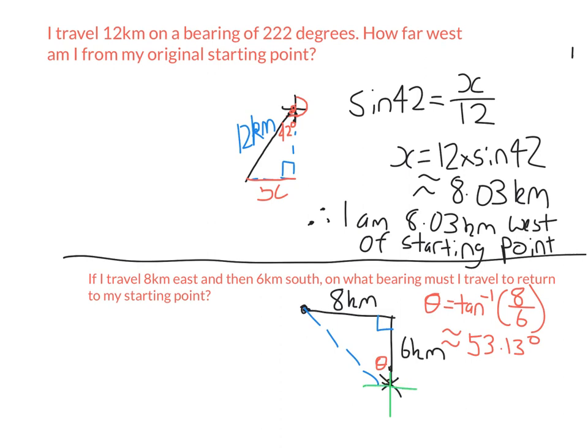So the bearing is not 53, it's 360 degrees there minus 53.13, because we need to travel in a northwest direction to get back to where we started. So therefore, the bearing required isn't 53.13, it's 360 minus that, which is about 306.87 degrees. That is the bearing required. So please understand, just because we found an angle doesn't necessarily mean it is the bearing.